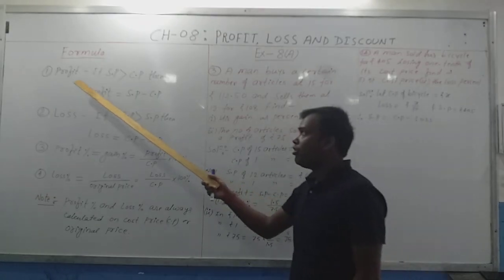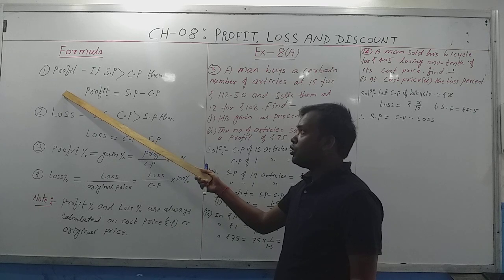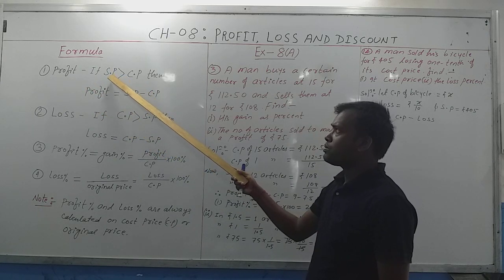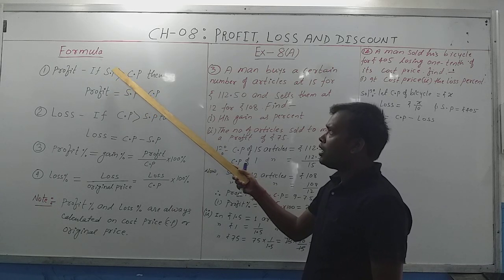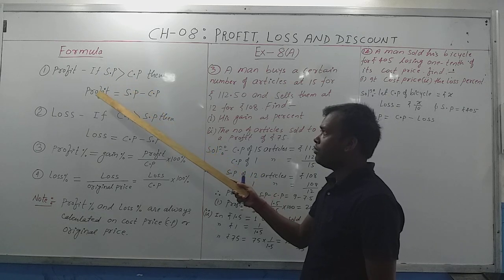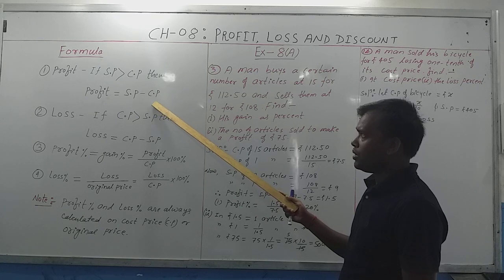We have the first formula, it is profit. So when profit is made, there is a relation between SP and CP. SP is the selling price and CP is the cost price. If selling price is greater than the cost price, then profit made is equal to SP minus CP.